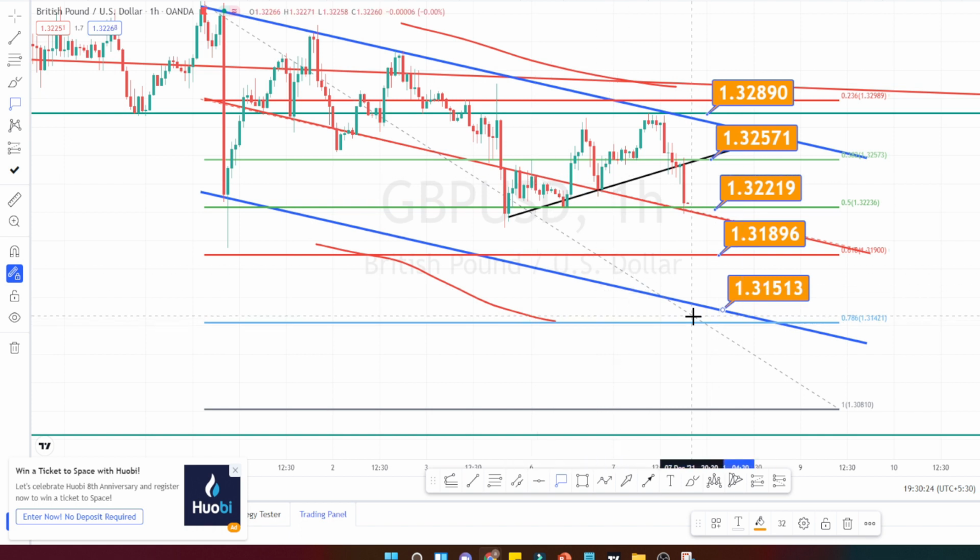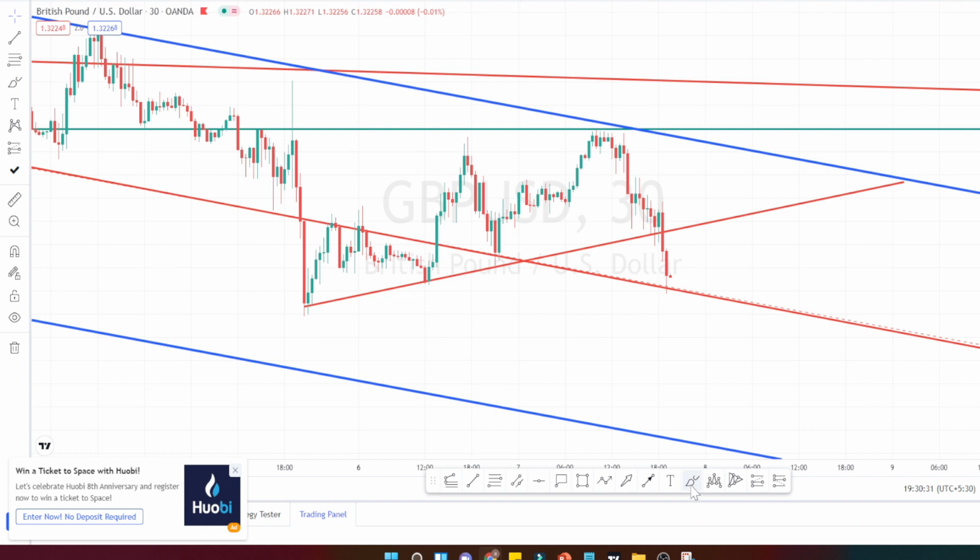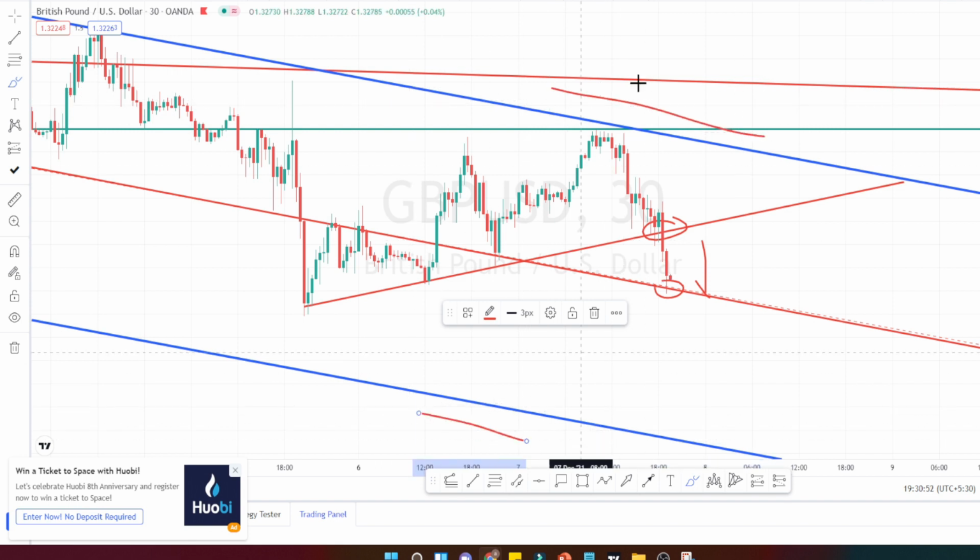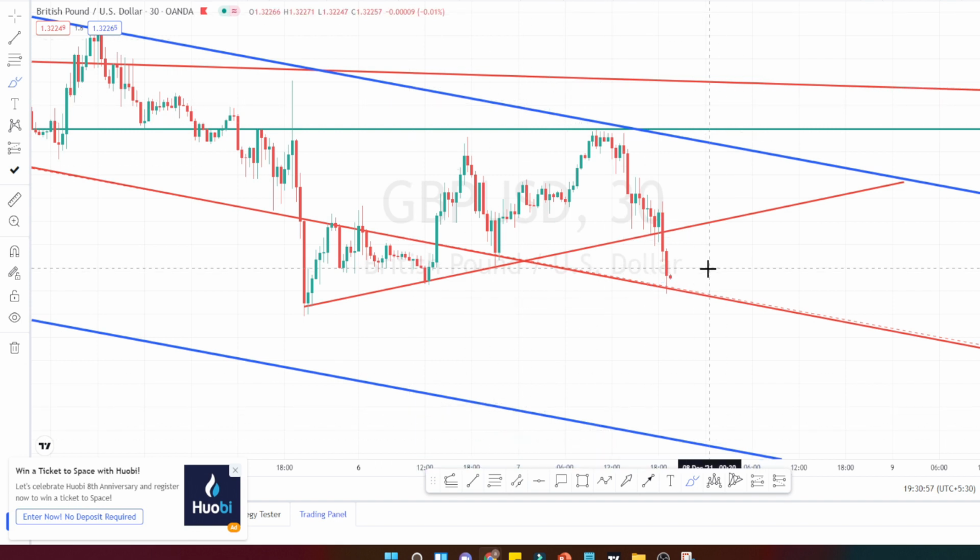Let us do the analysis in 30 minutes time frame. So I am in 30 minutes time frame now. As explained in the hourly time frame, I have drawn the support line over here, and currently the price has broken this support level and it is in a bearish trend. It is also trying to break this midline of the channel pattern from the daily time frame. So when we look at the current price action, it is in a very strong bearish trend.